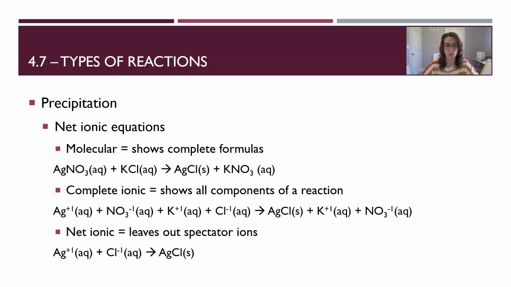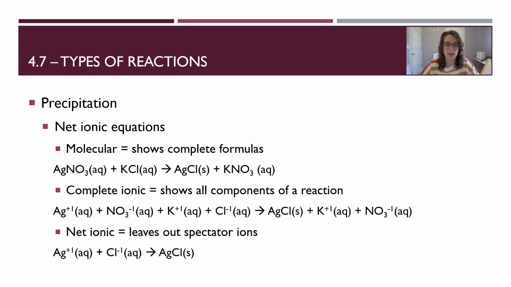In our example reaction, we had silver nitrate with potassium chloride reacting to form silver chloride and potassium nitrate. Silver nitrate in the complete ionic equation separates into silver ion and nitrate ion. The potassium chloride separates into potassium ion and chloride ion. The silver chloride, since it's labeled as a solid, since it is insoluble in water, stays together as silver chloride. And then potassium nitrate, since it is aqueous, splits apart into its potassium and nitrate ions.